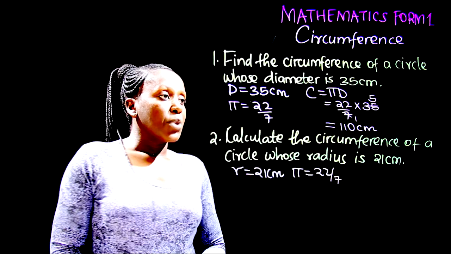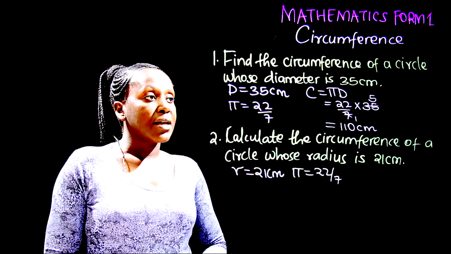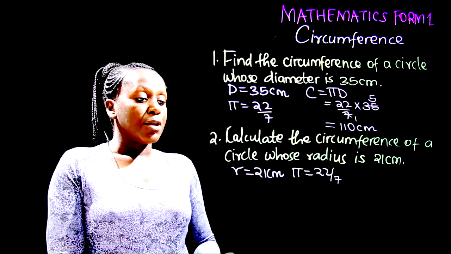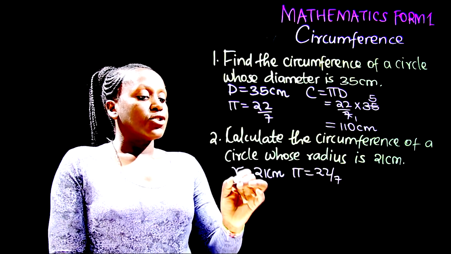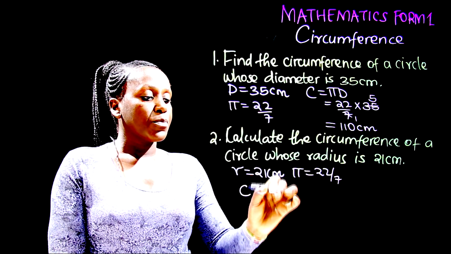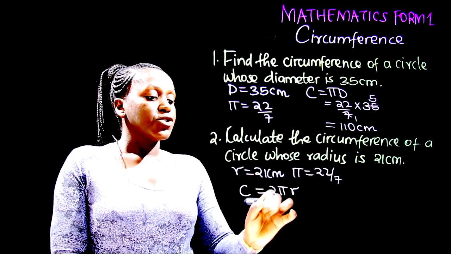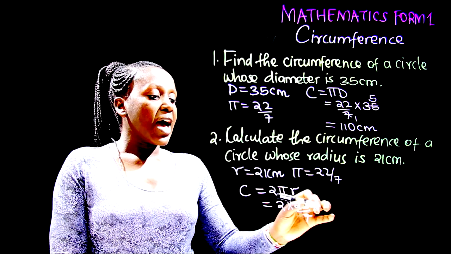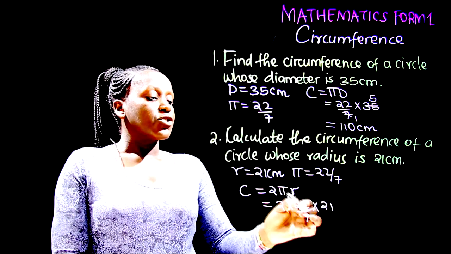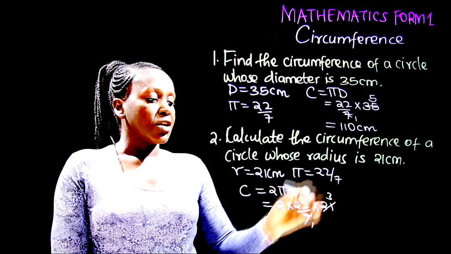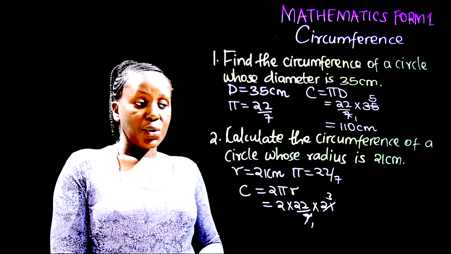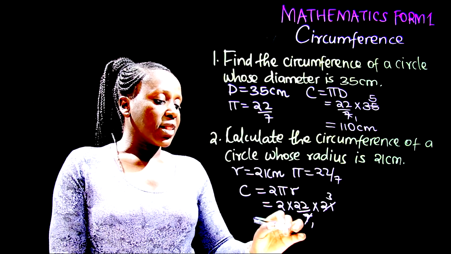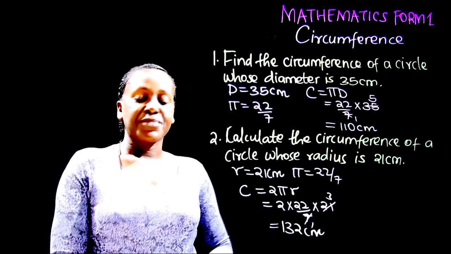Now, in this case, we can use pi d as a formula for calculating the circumference, or we can use 2 pi r, because what we have here is a radius. So circumference is equal to 2 pi r. So 2 times pi, which is 22/7, times r, which is 21. By 7, 1, by 7, 3. So now we have 2 times 22, which is 44. Then 44 times 3, which is equal to 132 centimeters.